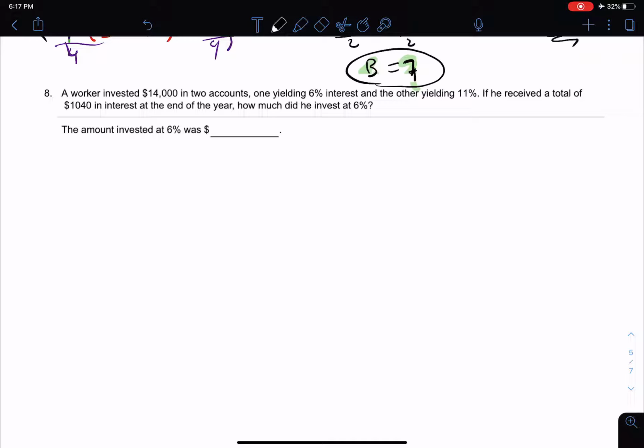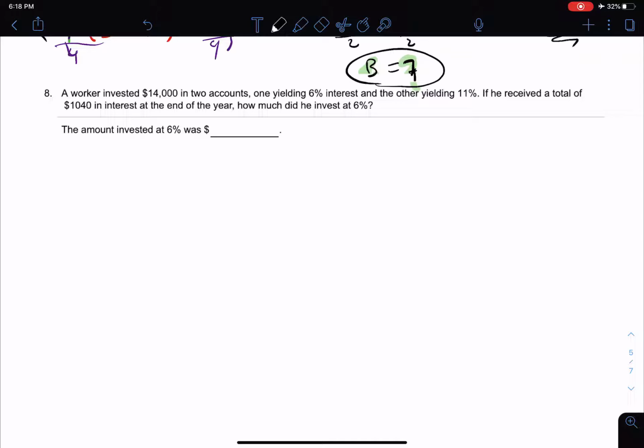But anyways, number 8 says a worker invests $14,000 in two accounts. Now this problem was the same problem we did in chapter 1.2, somewhere around there. But we now have two variables and two equations. So a 2 by 2, two equations and two unknowns, which in some cases makes it a little bit easier than just having one. But the problem is actually the same.